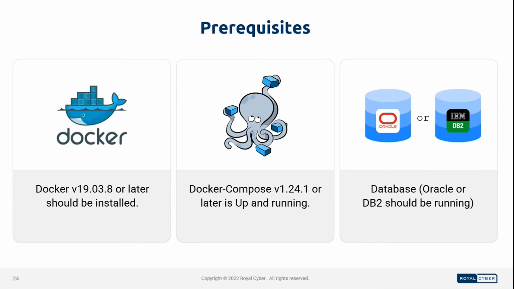Before we proceed with the HCL Commerce deployment version 9.1.10 with Elasticsearch, we have some prerequisites that should be in place and running. First, we have Docker. Docker version 19.03.8 or later should be installed. Second, we have Docker Compose. It should also be installed and set up in our environment before the deployment. And lastly, we have a database, Oracle or DB2, which should be running. In our session, we will be using DB2.